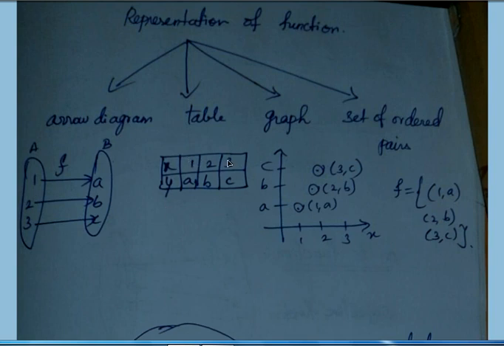டேபிள்னா x comma y, இது table format ல போடுறது. கிராஃப்னா normal ஆக graph ல plot பண்ணுறது x y ma, that is mistake why. தென் 1a 2b 3c. Set of ordered pairs னா pair ல எழுது. 1 comma a, 2 comma b, 3 comma c. செட்டுக்குள்ளே எழுதுறது set of ordered pairs. These are the representations of function.